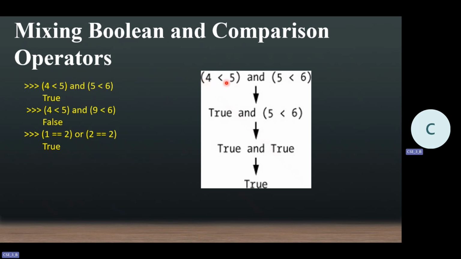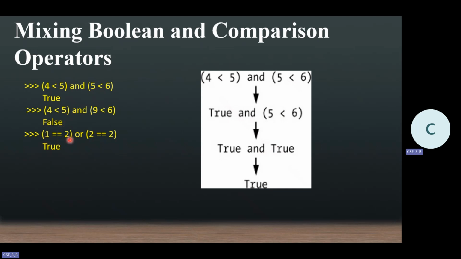So we are going from this side. 4 is less than 5, yes, it is true, and we have the AND operation in between. Now we compare the second parenthesized expression, that is 5 is less than 6. It is true, so true and true, the result is true. Similarly, 4 less than 5 and 9 less than 6: 4 less than 5, yes, true, and 9 less than 6, it is false. So true and false, the result is false.